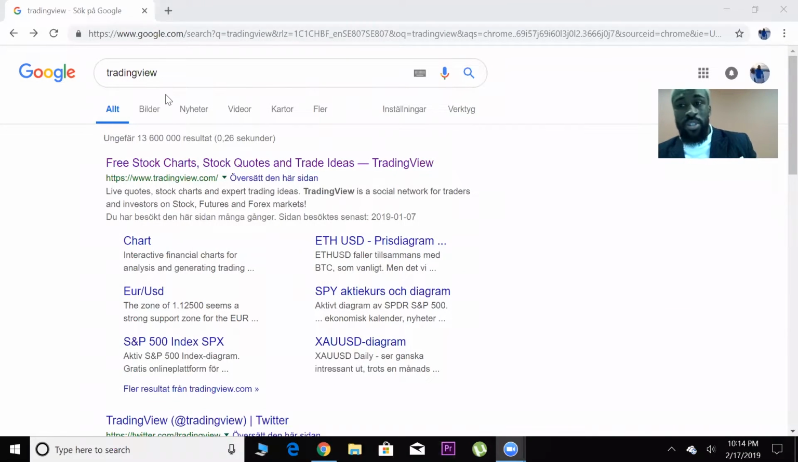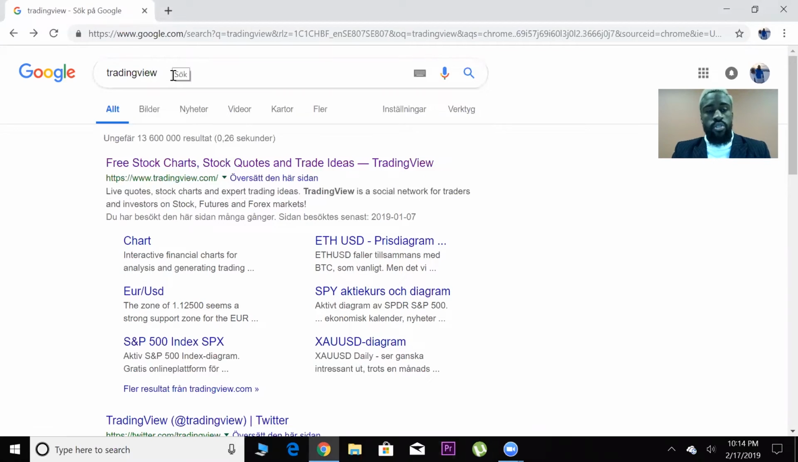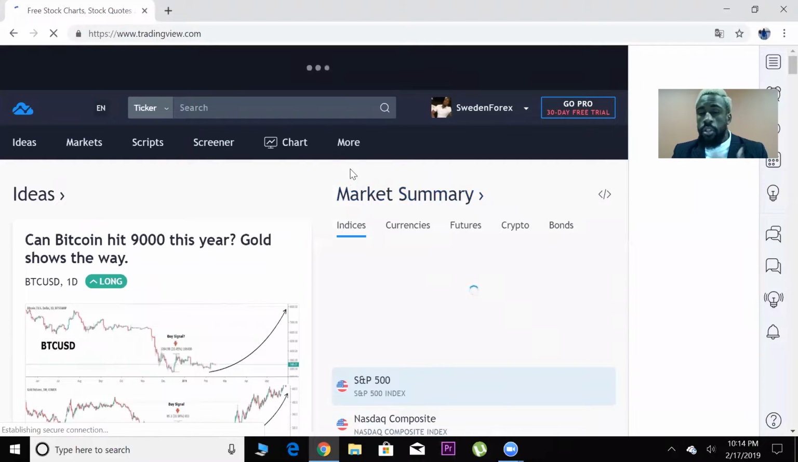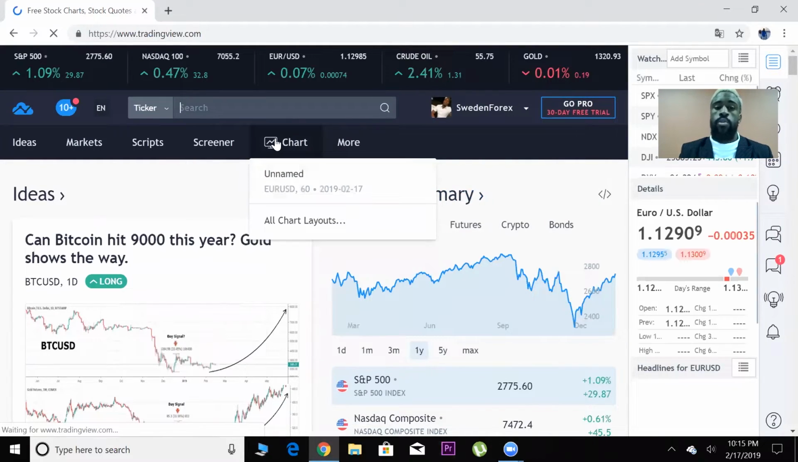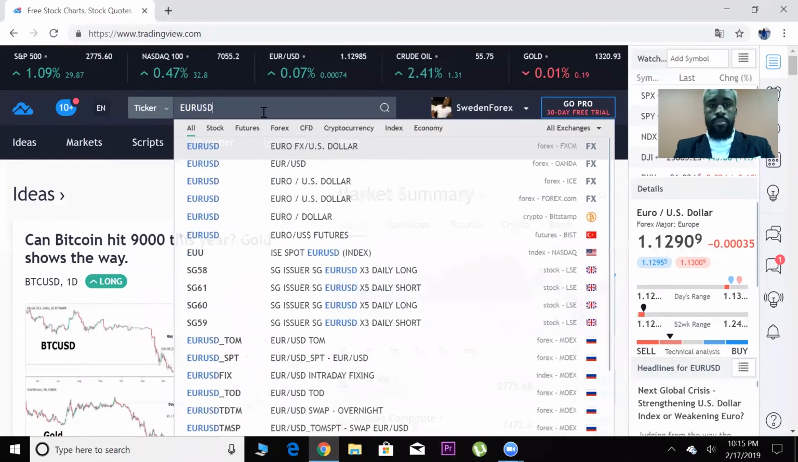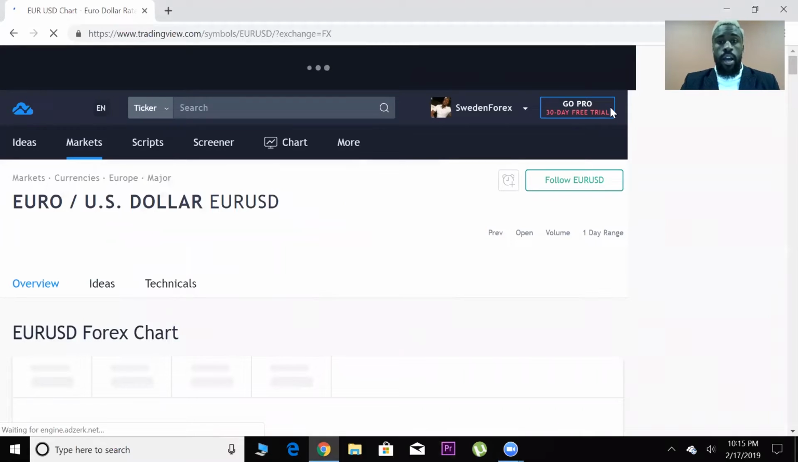The first thing you want to do is search for TradingView. This is a free website where you can do your own analysis, technical analysis, fundamental analysis, you name it. This is where you do everything. I'm going to go into the biggest pair that exists, which is EUR/USD. After this, I press on the full featured chart so I can see the graph. Let it load up.